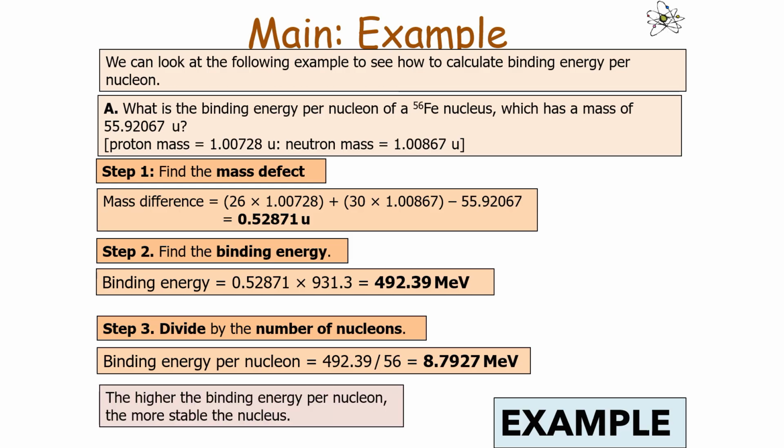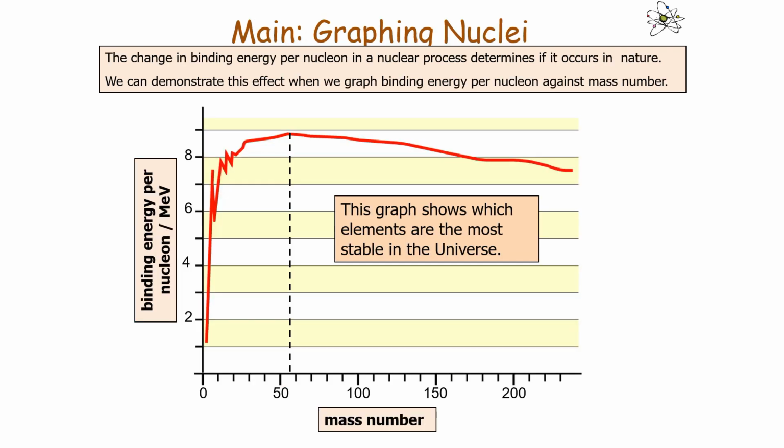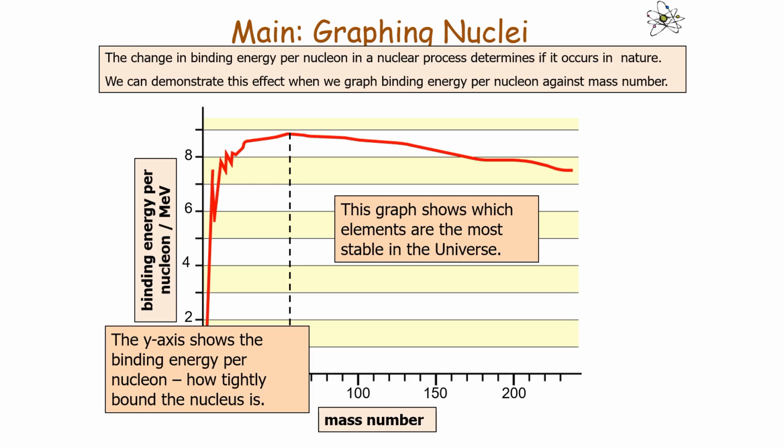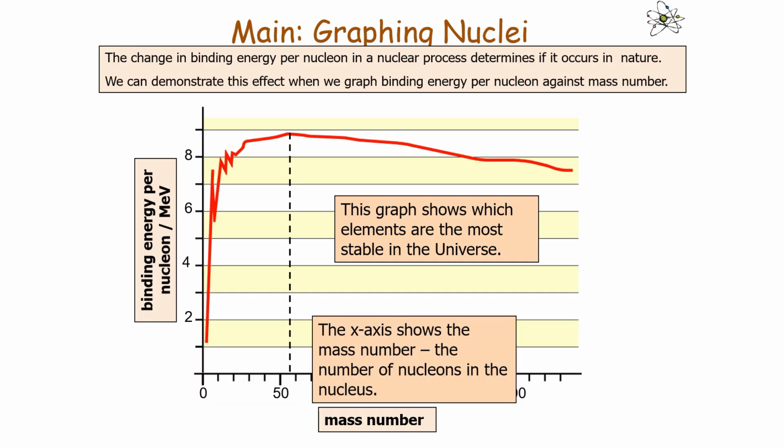Now again, please remember, the higher the binding energy per nucleon, the more stable the nucleus is. The change in binding energy per nucleon in a nuclear process determines if it occurs in nature. We can demonstrate this effect when we graph binding energy per nucleon against mass number. This graph will show us which elements are the most stable in the universe. On this graph, the y-axis shows the binding energy per nucleon, how tightly bound our nucleus is, whilst the x-axis shows the mass number, the number of nucleons in the nucleus.